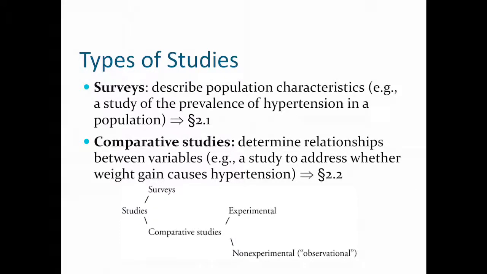So here we have a basic outline of what studies can look like. So we want to do a study. There are different types of study. We can do a survey, or we can do comparative studies. And under comparative studies, we have experimental or non-experimental, which we like to call observational study designs.